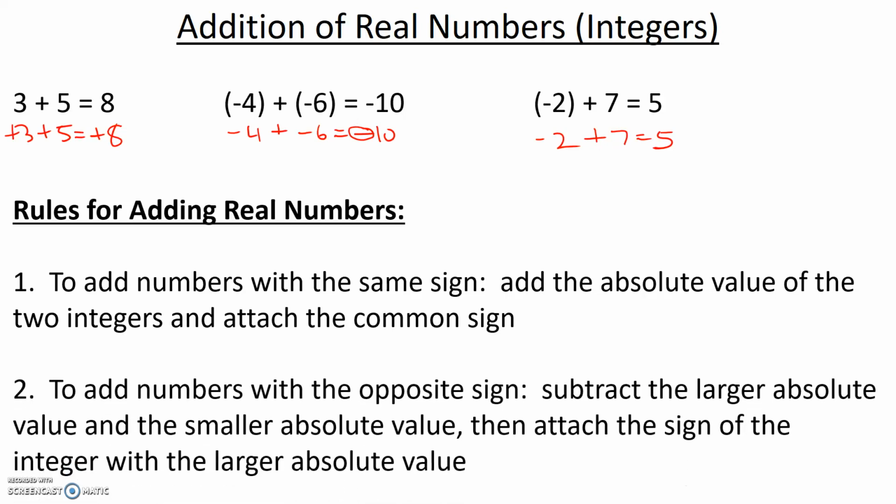To add numbers with opposite signs, subtract the smaller absolute value from the larger absolute value. Then attach the sign of the integer with the larger absolute value. So for example, if we're adding -2 and 7, we would subtract the larger number 7 minus the smaller number 2. 7 minus 2 is 5, and we attach the sign of the larger number, which is 7.